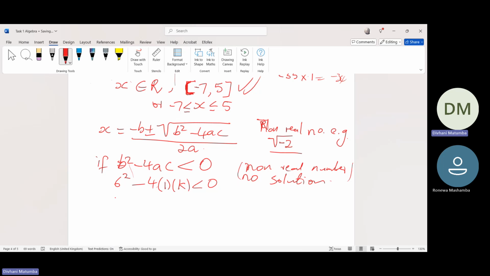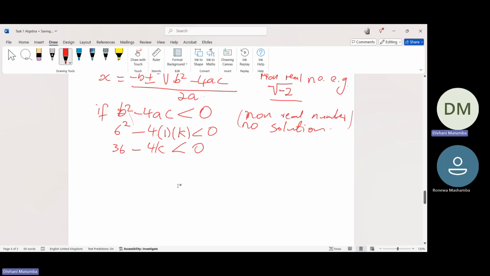Now we have 6 squared is 36 minus 4k is greater than 0. Now, if you can solve this one, then you know which values of k we'll be talking about. So what are we going to do? We're going to leave 36, and then we'll take minus 4k, put it to the other side. You agree? Yes.